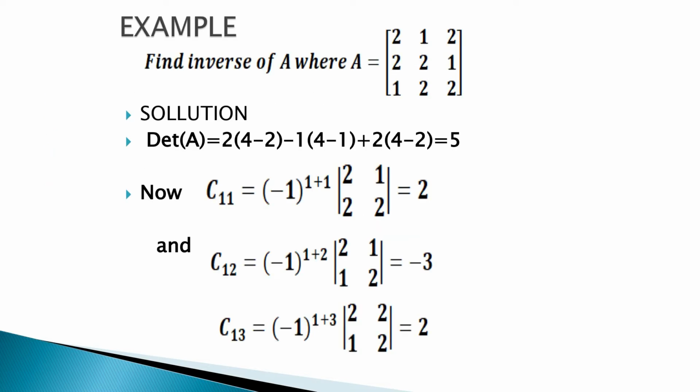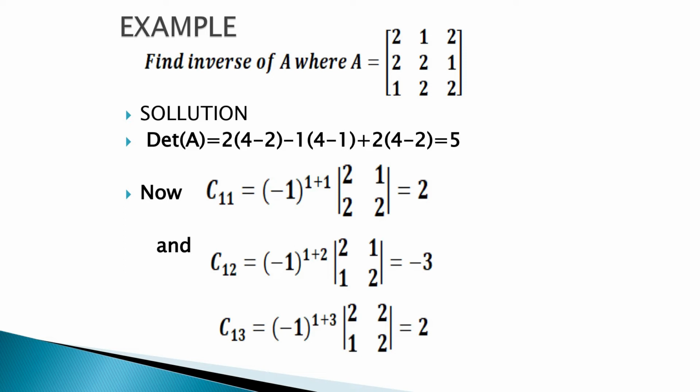Find the inverse of a matrix where A is given by 2 1 2, 2 2 1, 1 2 2. The first step is to find the determinant of A. Expanding the first row, we have 2 times (4 minus 2) minus 1 times (4 minus 1) plus 2 times (4 minus 2). The determinant value becomes 5. The det A is equal to 5, not equal to 0. Hence, the matrix A is invertible.